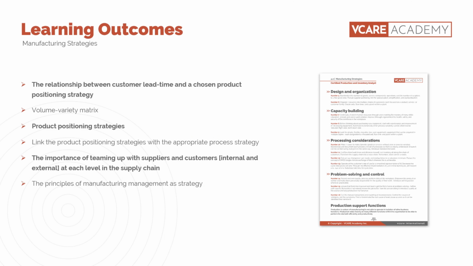The relationship between customer lead time and chosen product positioning strategy, volume variety matrix, products and services for each of the product positioning strategies, and then link the product positioning strategies with the appropriate process strategies. Importance of teaming up with suppliers and customers, internal and external, at each level in the supply chain. Principles of manufacturing management as a strategy. The conceptual framework in this module.